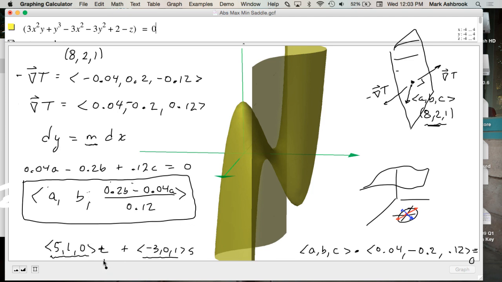Yeah, and so you also have 2 degrees of freedom, right? You're picking t and s to be anything, and the resulting vector. So that's a different way to do it.